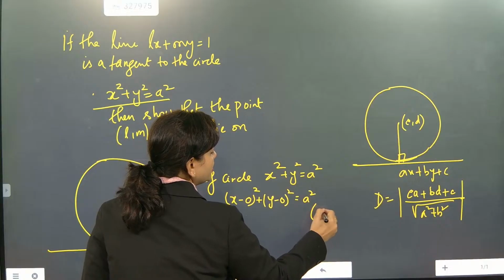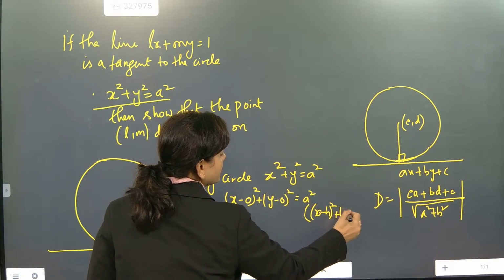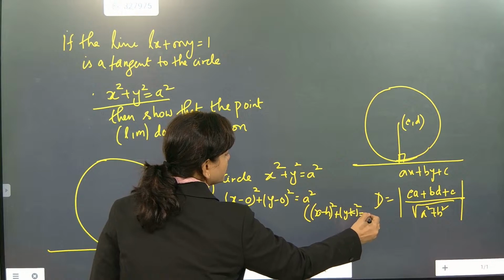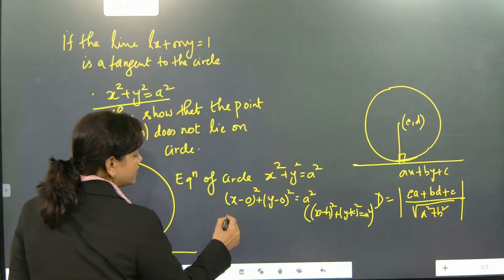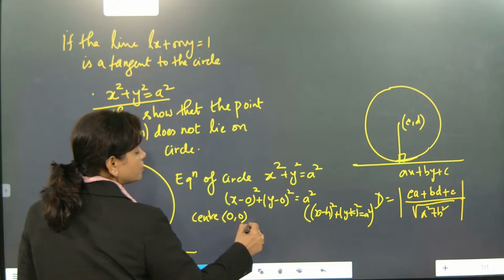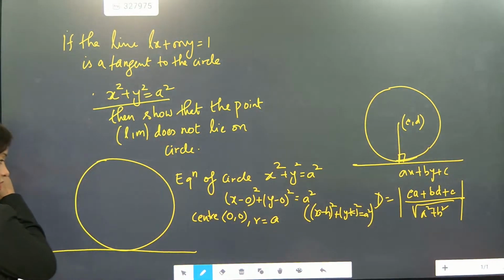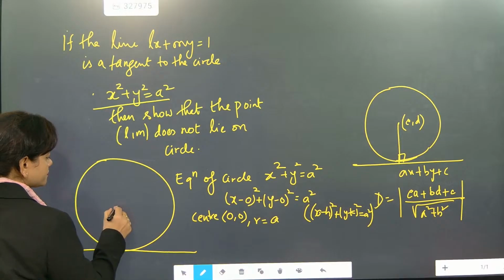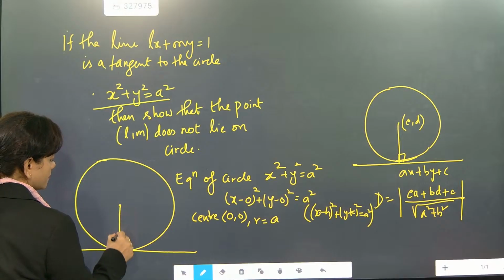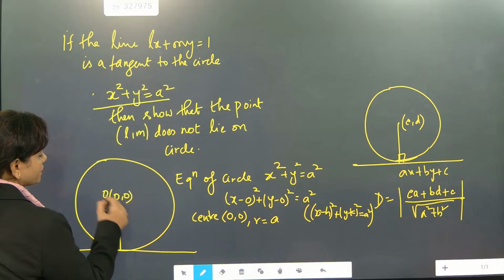If we compare it with the standard equation of a circle, (x minus h) whole square plus (y minus k) whole square is equal to r square, the center is coming as (0, 0) and the radius is coming as a. Okay. So now, the center is coming as (0, 0).